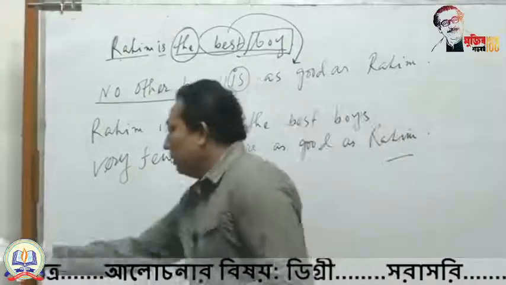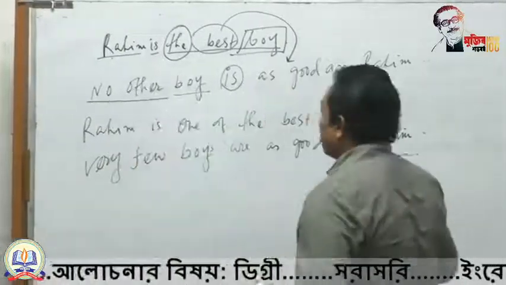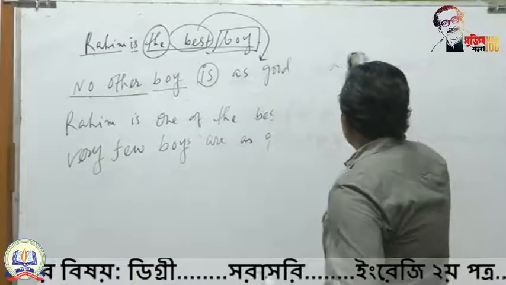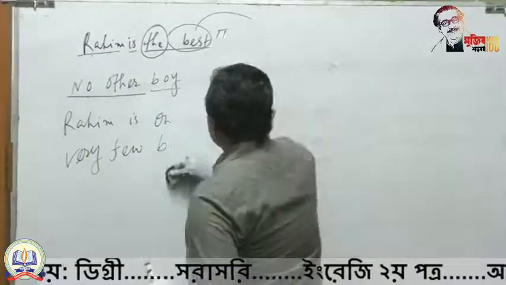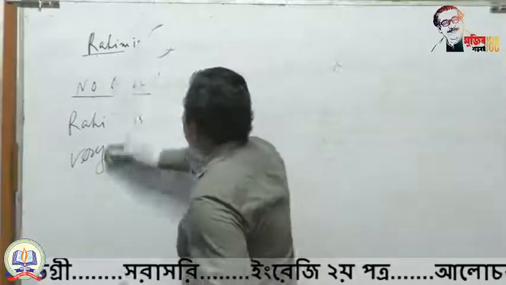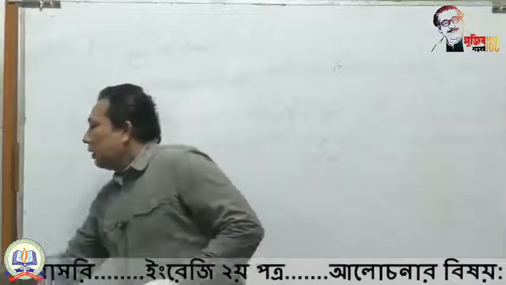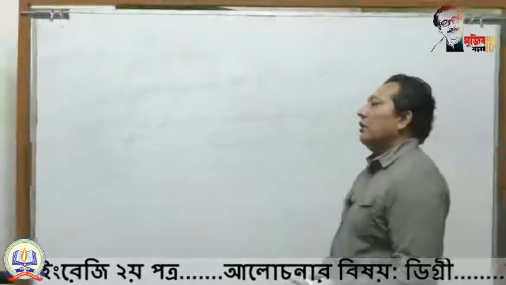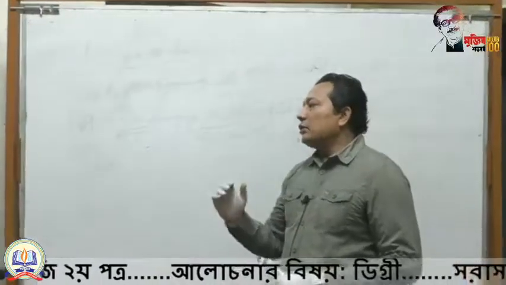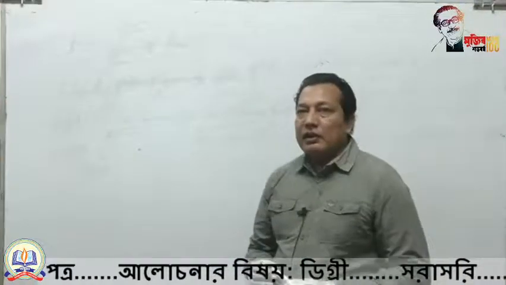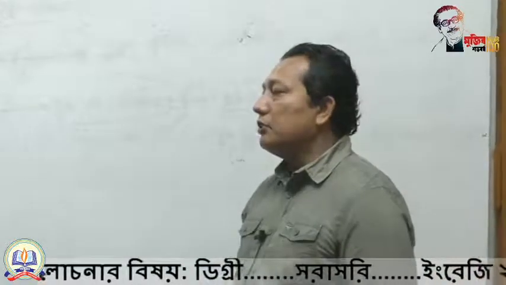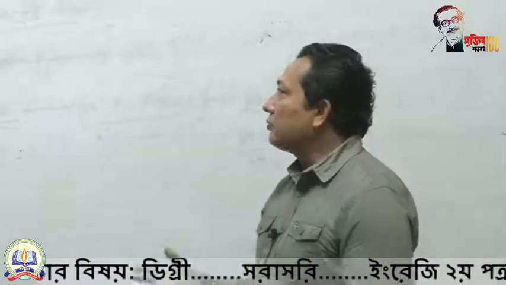Then we will focus on comparative degree to positive degree. That means our motto right now is to make positive degree from superlative and from comparative. Already we have got some idea about making positive degree from superlative degree. Right now we will discuss the ways of making positive degree from comparative degree. You have to use it in the same way that you have used for superlative degree.